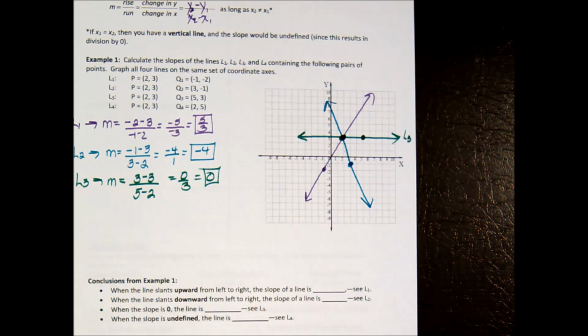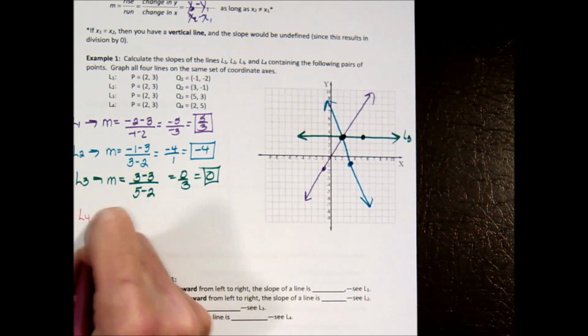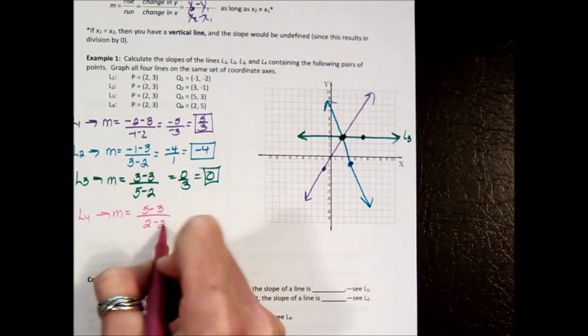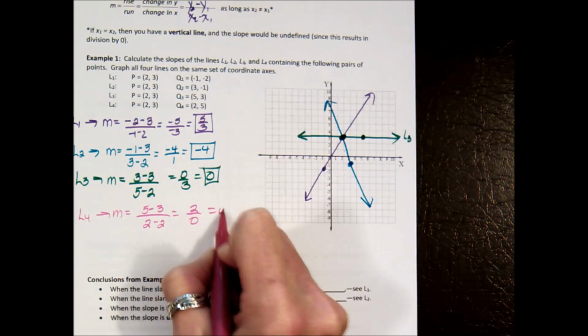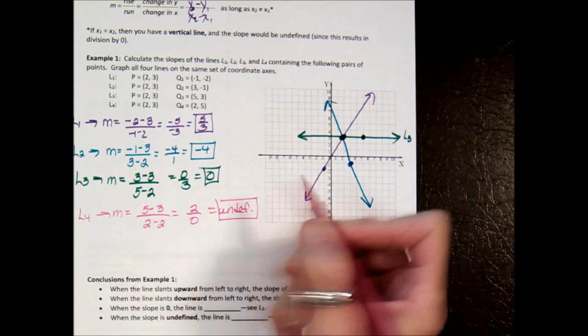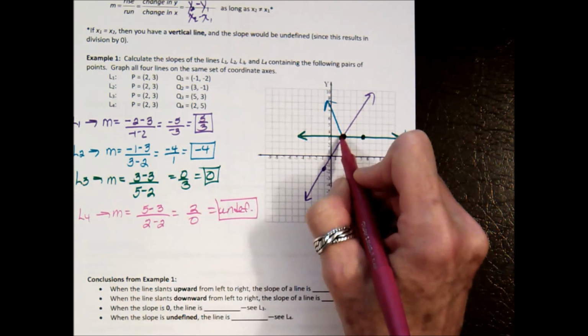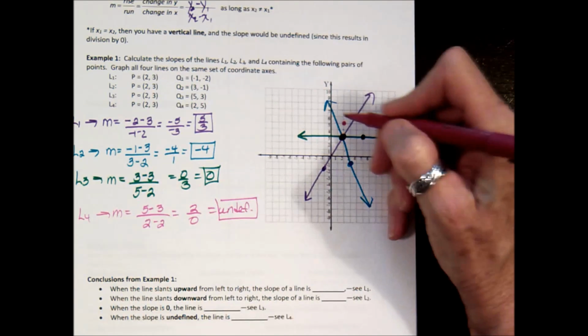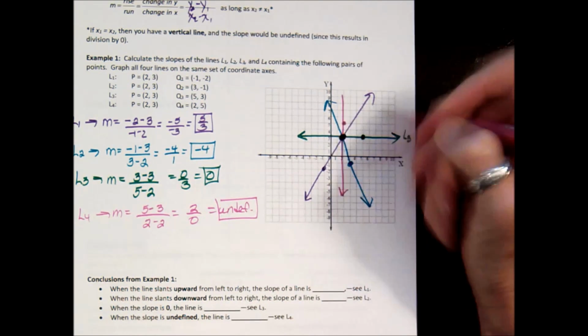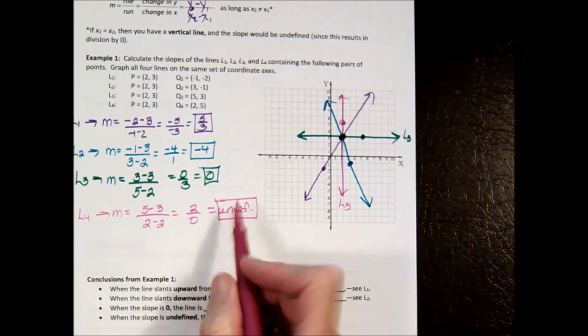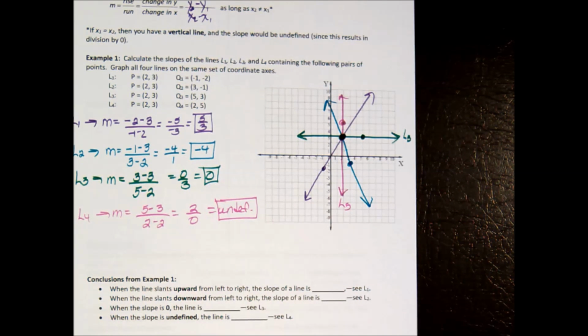Finally, we have line 4. Its slope is going to be y2 minus y1 over x2 minus x1, which gives me 2 over 0, which is undefined, which means that should be a vertical line. So it goes through the point 2, 3, and it also goes through the point 2, 5. And if I connect those, you can see, yes, that is definitely a vertical line, and its slope was undefined. So that's just a quick review of positive slope, negative slope, undefined slope, and 0, the horizontal line.